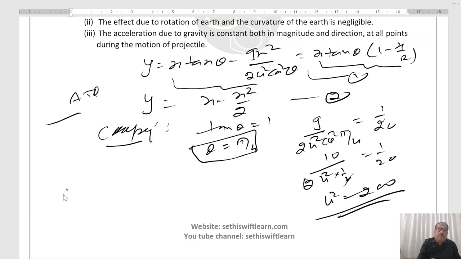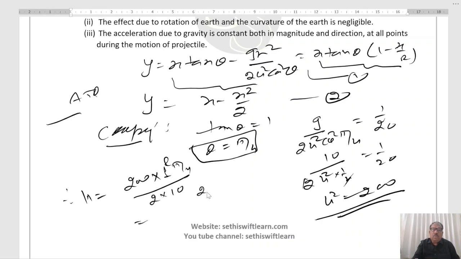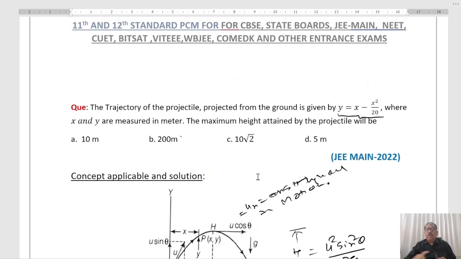Therefore, we have to find the maximum height. Height will be equal to u square sine square theta upon 2g, that is 200 into sine square pi by 4, upon 2 into g 10, that is 200 into 1 by 2 upon 20. This comes out to 100 by 20, that is 5 meter. Maximum height is 5 meter. D option is the correct option, right?